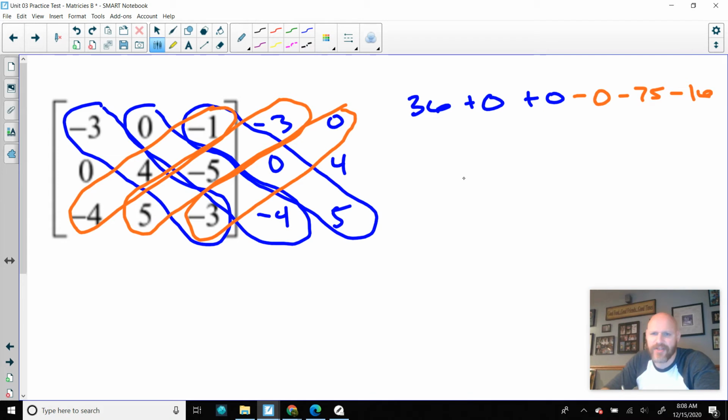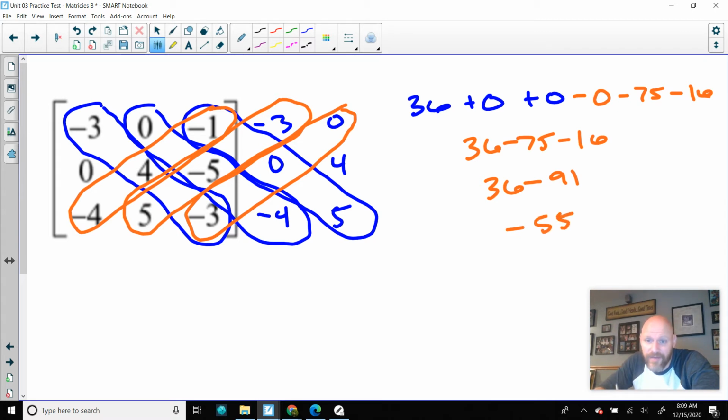At this point in time, we just add these numbers together. We have 36 minus 75 minus 16. When we subtract that, we're going to get 36 minus 85 plus 6 is 91. And when we subtract that, we're going to end up with a negative 60. Oh, a negative 55. How about them apples? Go team. Let's check and see if we did that one right.